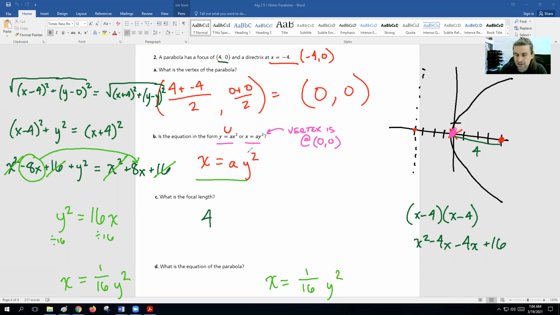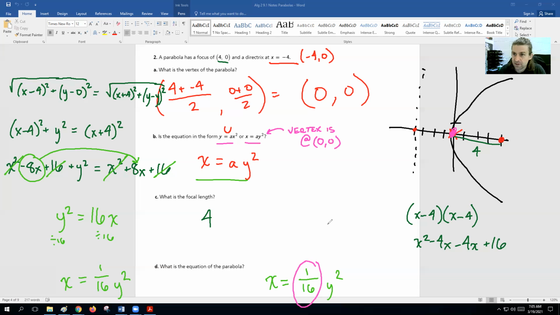That equation would look slightly different if the vertex was over at 2, 3 or some other point. But if the vertex is 0, 0, it's going to be y equals some number times x squared, and then x equals some number times y squared. The question is, how do we figure out this number here?